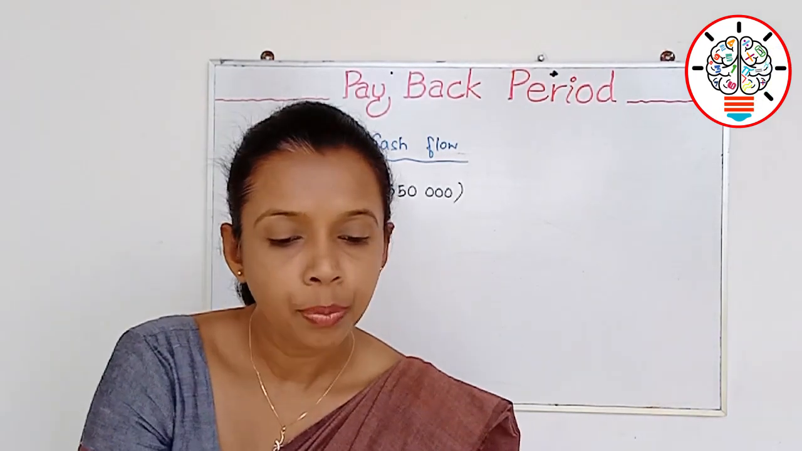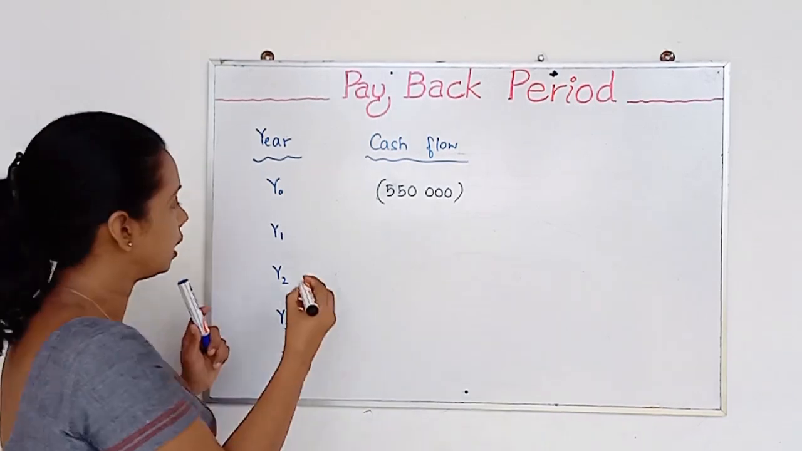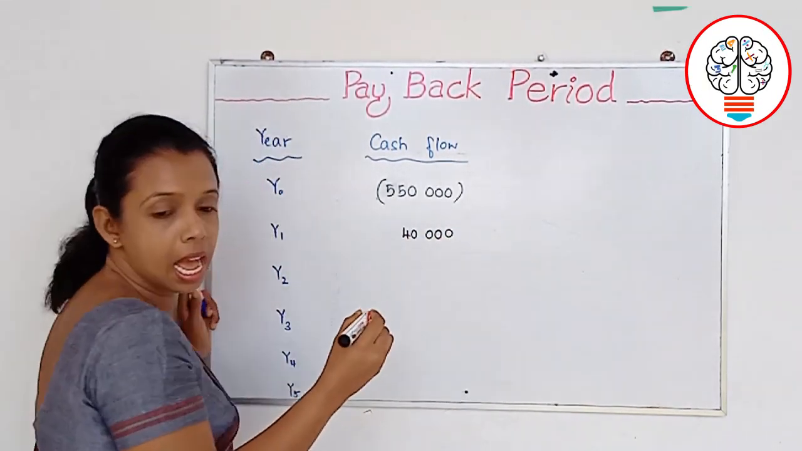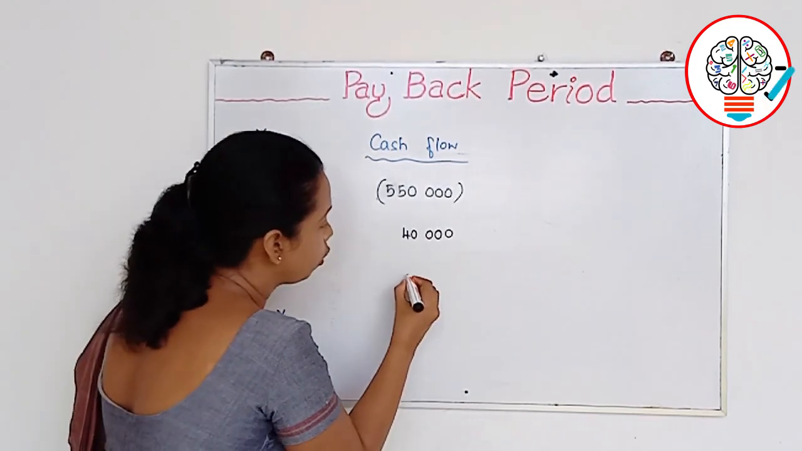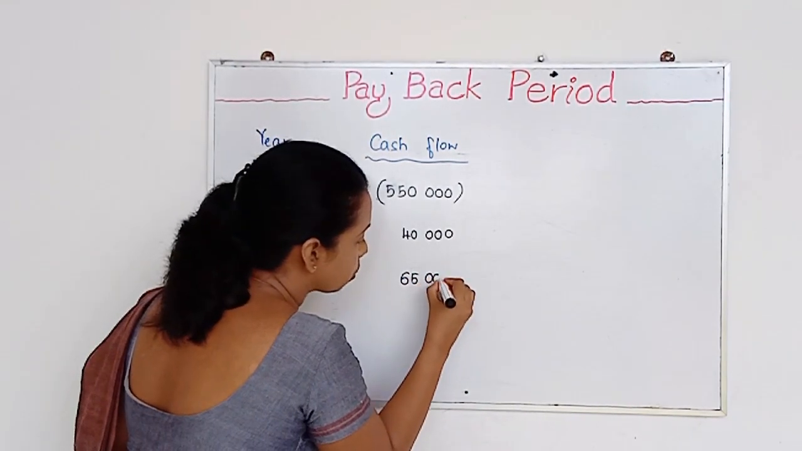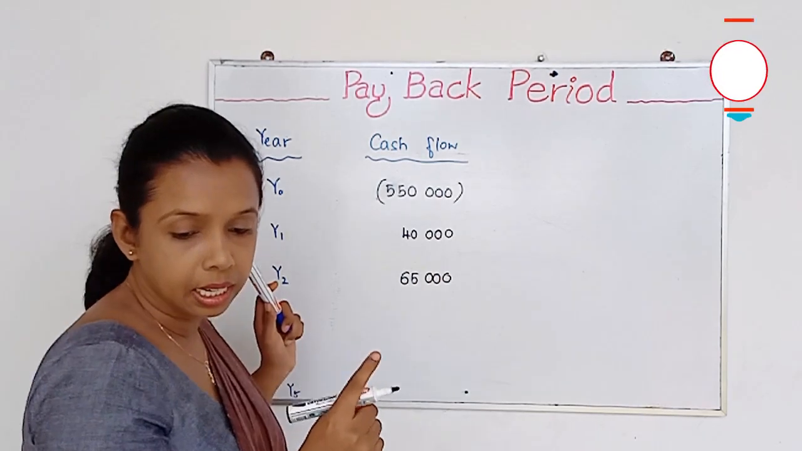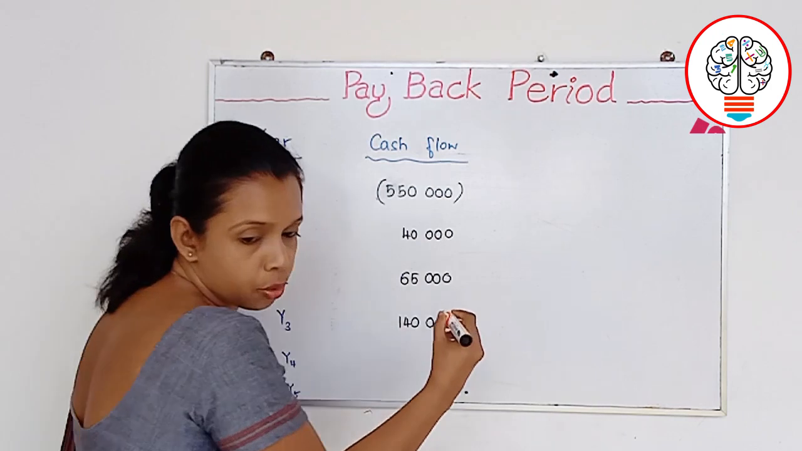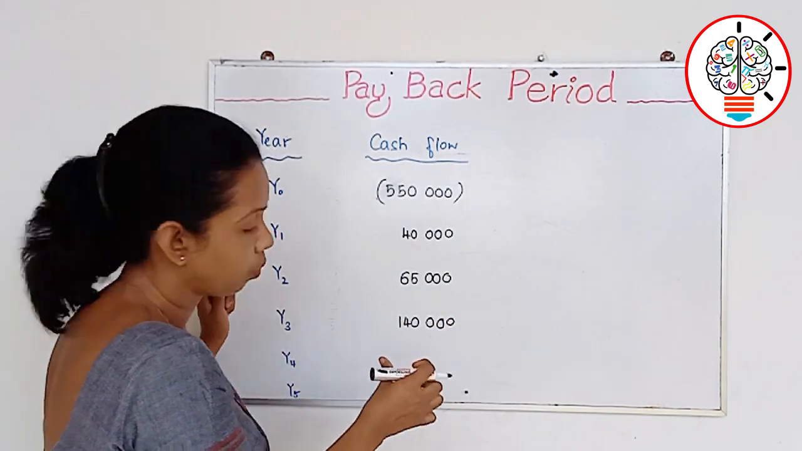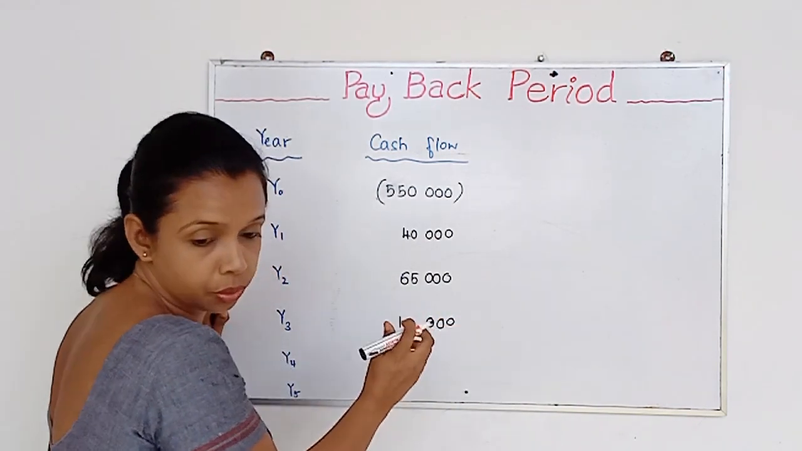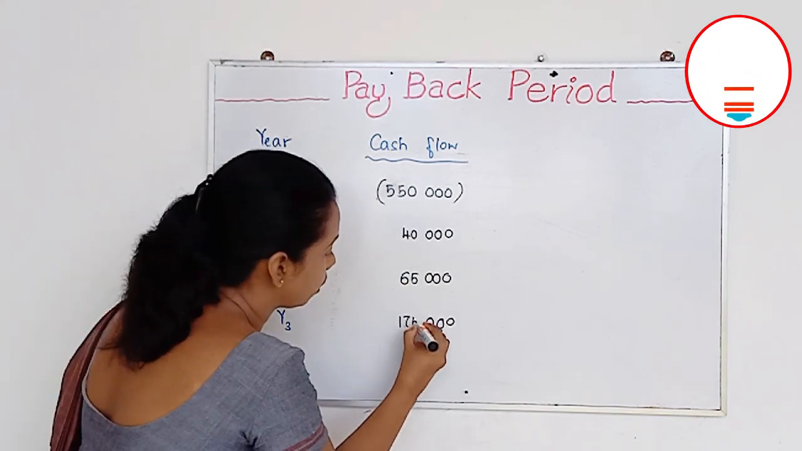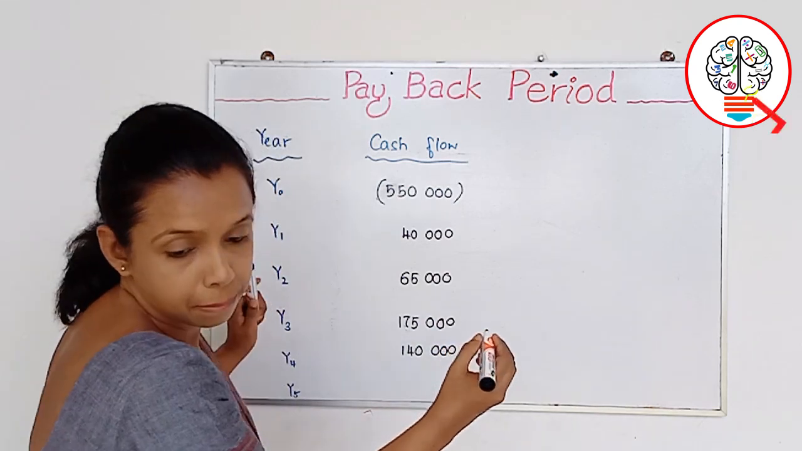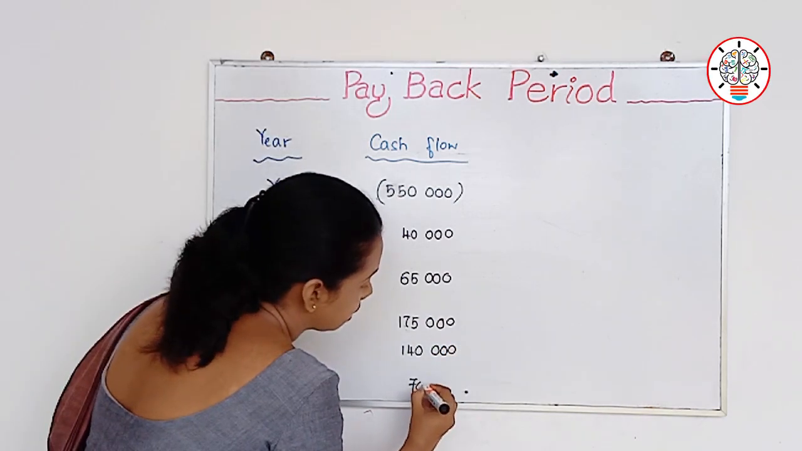Then let's say at the end of the first year, I'm going to receive 40,000. At the end of the second year, I'm going to receive 65,000. Third year, it is 140,000, and fourth year it is 175,000, then 140,000, then last year let's say 70,000.